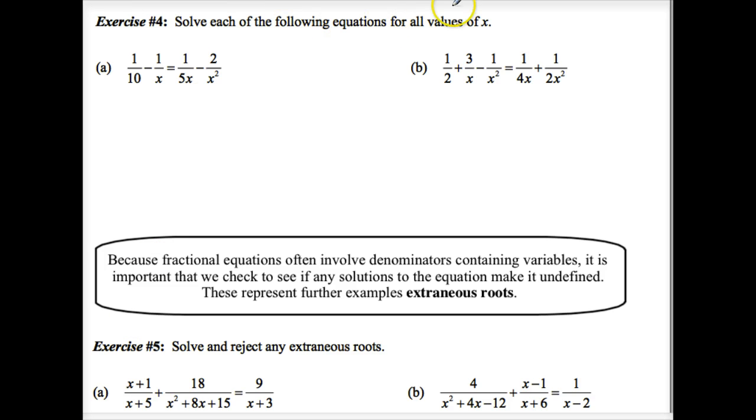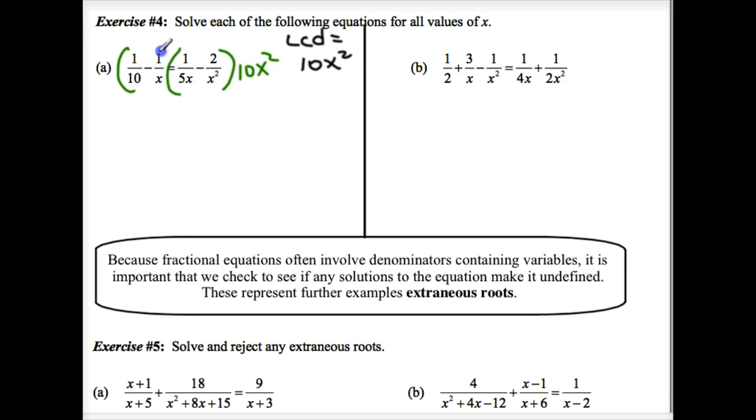Okay, let's move on to exercise 4. Solve each of the following equations for all possible values of x. Now, let's see what's going on. The first thing you need to find is your LCD. The LCD of 5 and 10 is 10, and then it has an x and an x squared, so I want to use the x squared. Okay, see how I found this? So I want to multiply both sides by 10x squared and see what's left over.